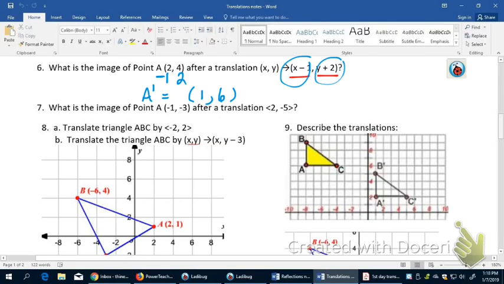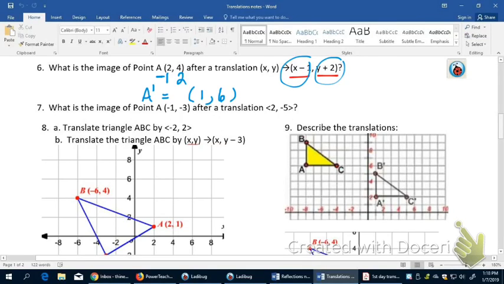Now, I know that some of you like to graph it better, and if you'd rather graph it and then move it, you can do that. But you would get the same thing. Any questions?